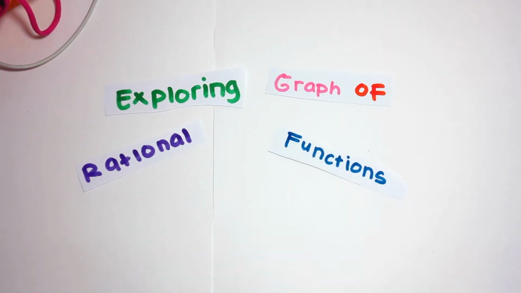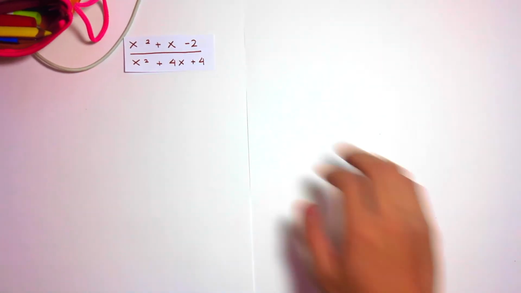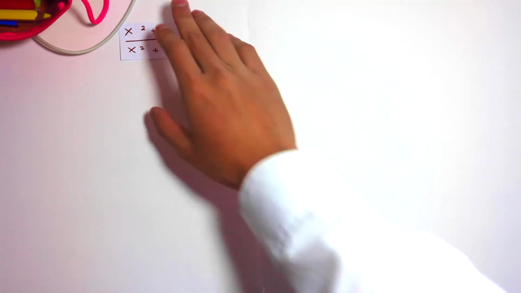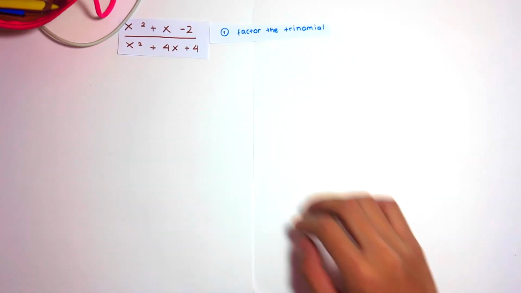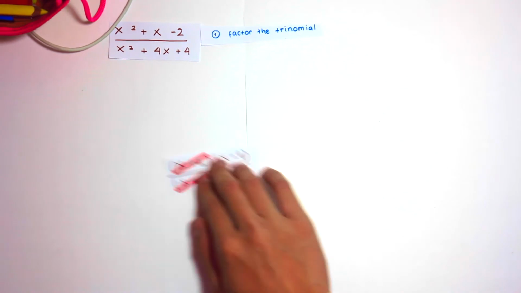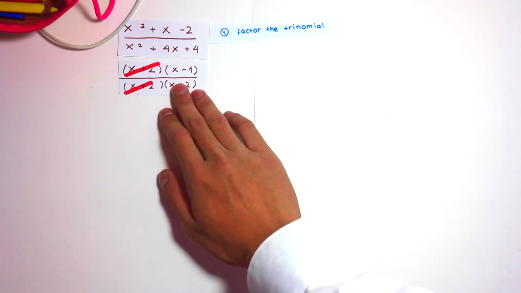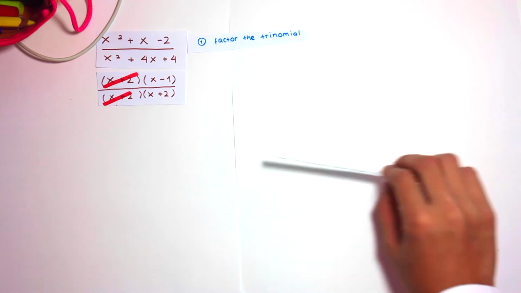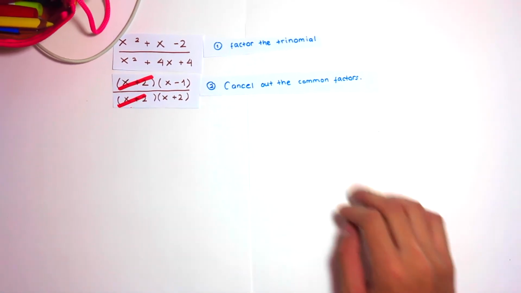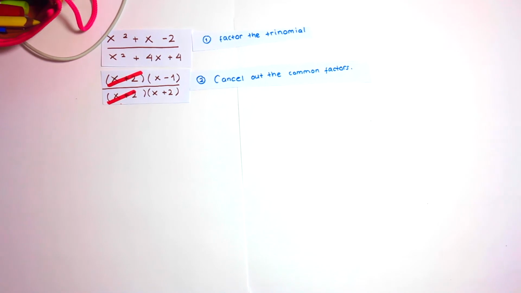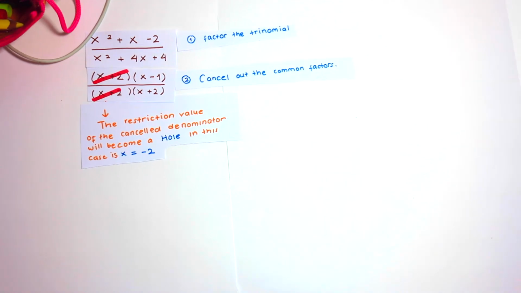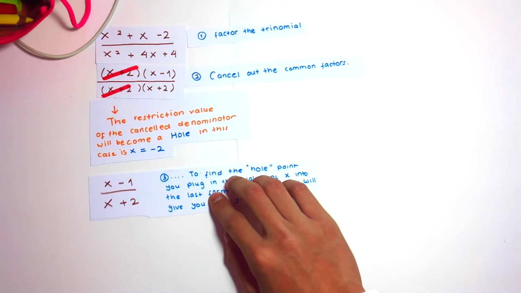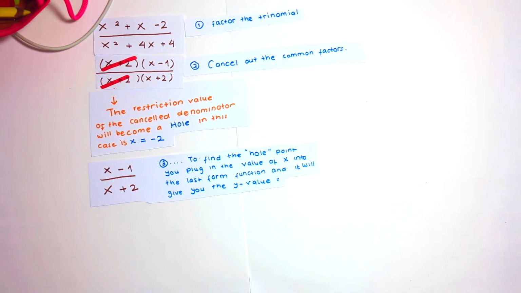Exploring the graph of rational functions. Okay, you have the equation x squared plus x minus 2 over x squared plus 4x plus 4. First you need to factor the trinomial. Now you need to cancel out the common factors, which is x plus 2. The restricted value of the canceled denominator will become a hole, in this case x equals negative 2. Now, to find the hole point, you plug the value of x into the last part of the function, and it will give you the y value.